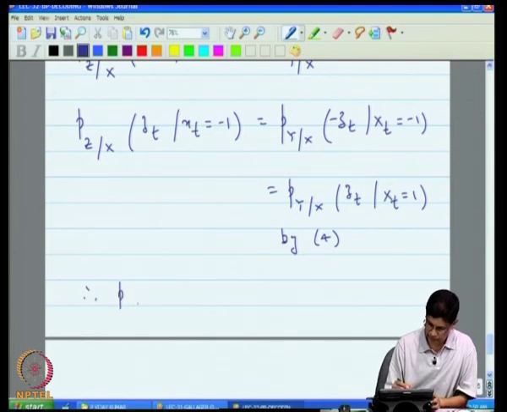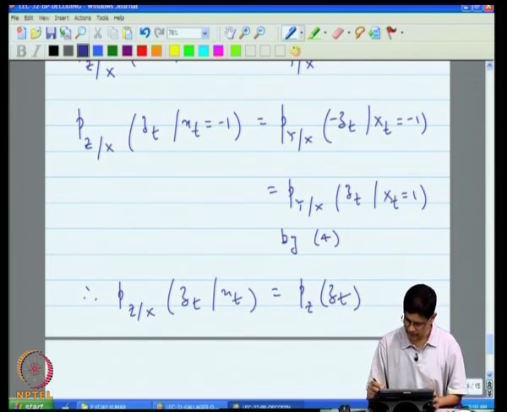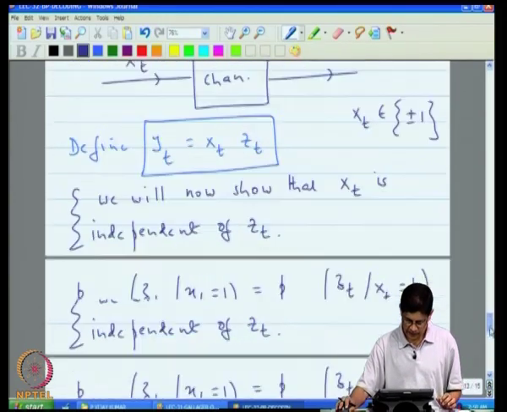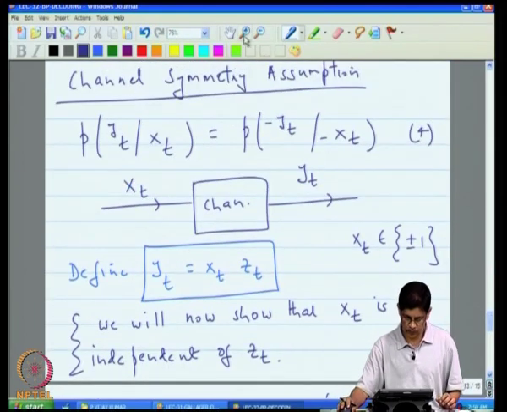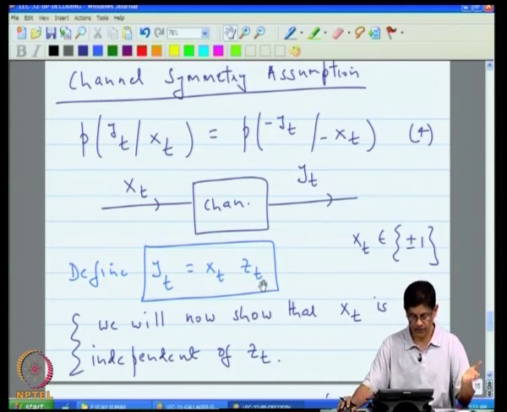Therefore, P of z given x, zt given xt is simply P of zt. It is independent of xt. Okay, so, that is one thing to keep in mind. So, at the end of all that, we have a very simple picture of the channel, namely that what the channel does, under the channel symmetry assumption, is it takes whatever the input is, multiplies it by a certain random variable zt and sends it out.